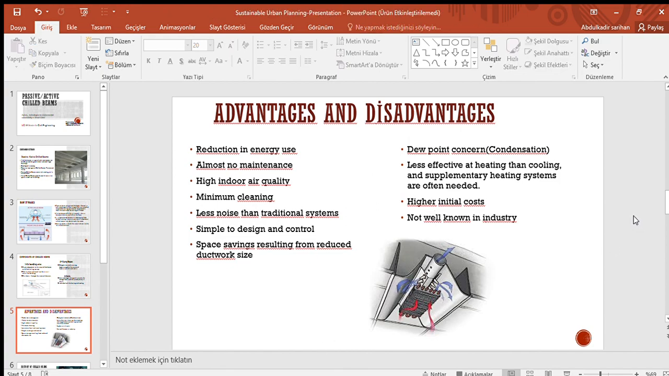Really, in my research, when I was reading articles, in each article they are talking about this dew point concern. What is dew point concern? It is basically condensation. If the weather outside the building becomes very cold or very hot, unfortunately there will be a dew point concern inside the room. Less effective at heating than cooling. Yeah, that's right. In both systems, active or passive chill beams, they are less effective at heating. Higher initial costs and not well known in industry.